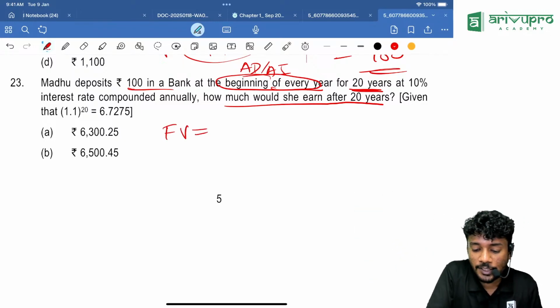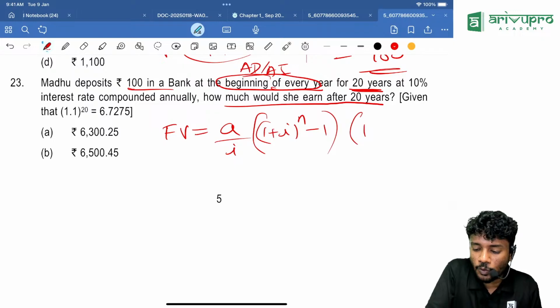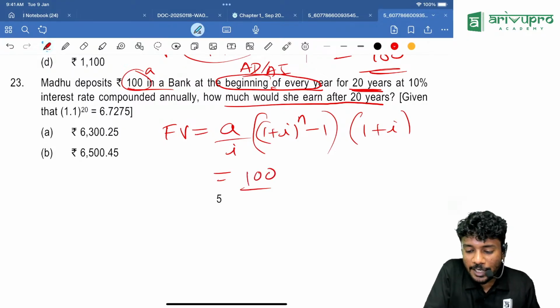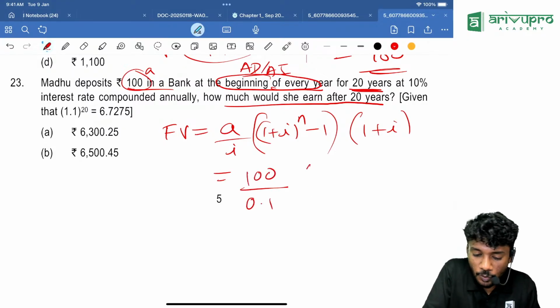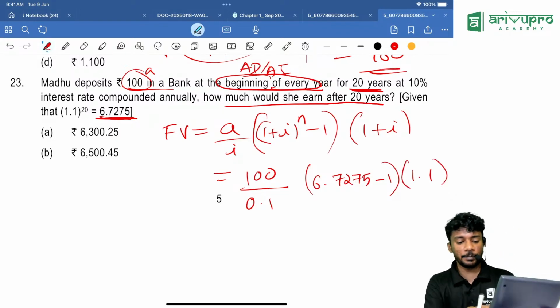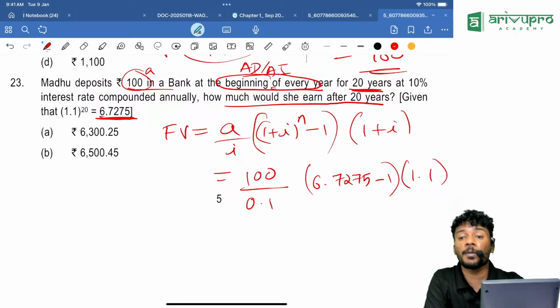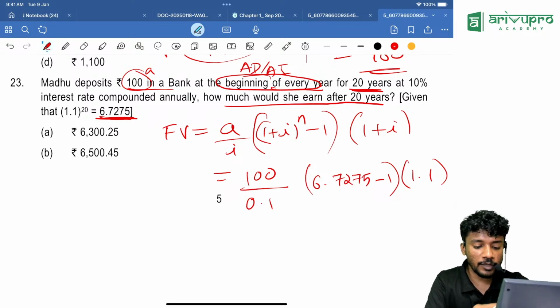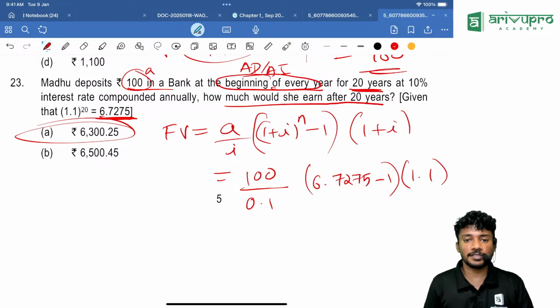What is the formula? Future value is equal to A by I into ((1 plus I) the whole power n minus 1) into (1 plus I). So A is how much? A value is 100. 100 divided by I value is 0.1, into this value is given. That means 6.7275 minus 1, into 1.1. Use the calculator, people. 6.7275 minus 1 is how much? 5.7275 into 1.1 into 100 divided by 0.1. How much did you get? 6300.25. Option A is our answer.